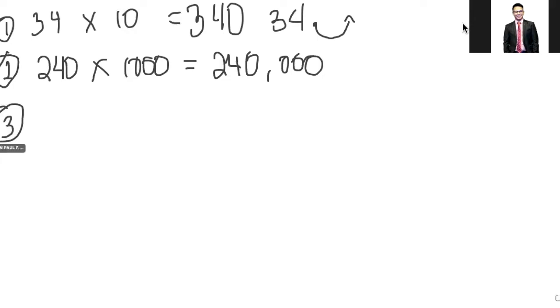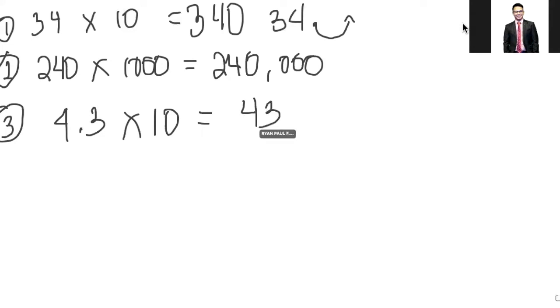For number 3, let's have 4.3 multiplied by 10. Because the decimal point is between 4 and 3, we just need to multiply it by 10, and moving the decimal point 1 unit to the right side gives us the product of 43. How about number 4?